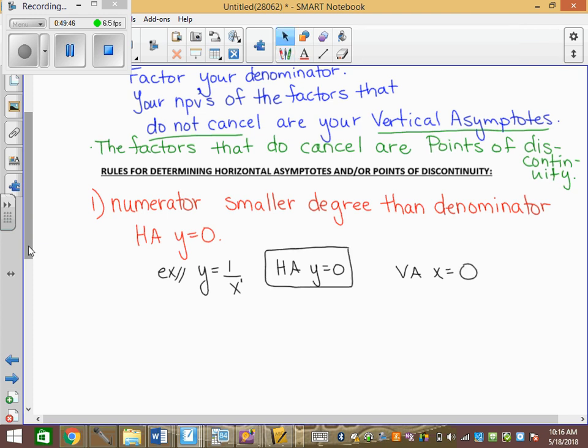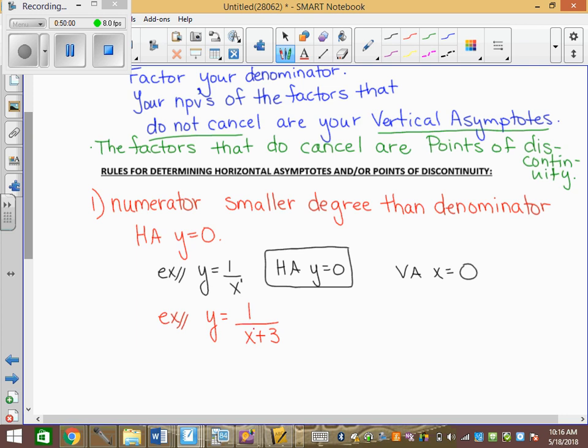So another example that would get me this would be y equals 1 over x plus 3. What's the degree of my numerator? 0. What's the degree of my denominator? 1. Just 1. So my horizontal asymptote would be at y equals 0. My numerator is a smaller degree than my denominator. I have an asymptote on the x-axis every time. Okay? Remember it. What would my vertical asymptote be on this one? x equals -3. That easy. Doesn't cancel, right? Yes, it's not hard. Okay?